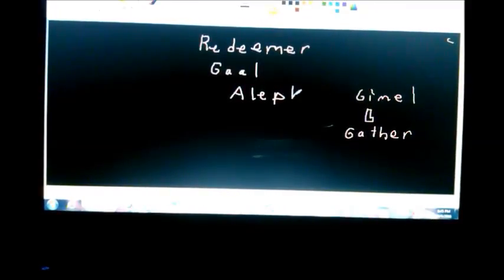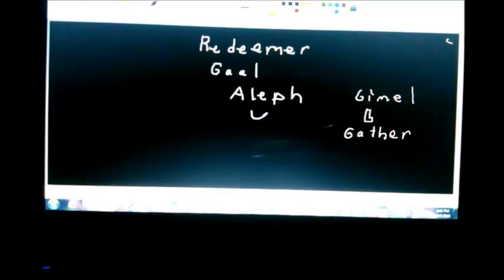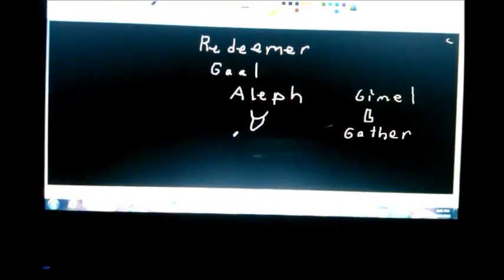The next letter was the letter Aleph, A-L-E-P-H, and that letter picture looked like an ox head. And an ox was very strong. Oxen are very strong animals. Strong.